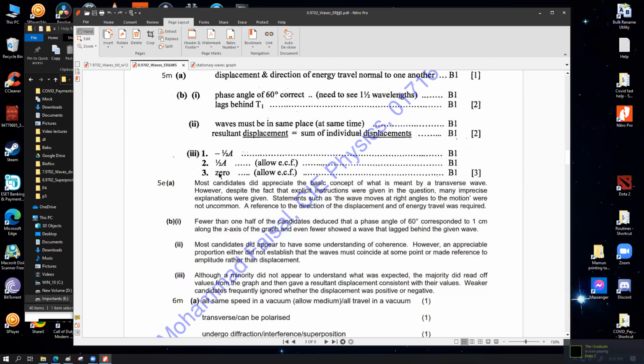Although a minority did not appear to understand what was expected, the majority did read off values from the graph and then gave a resultant displacement consistent with their values. Weaker candidates frequently ignored whether the displacement was positive or negative. Pretty much what I said. So I hope that makes sense.